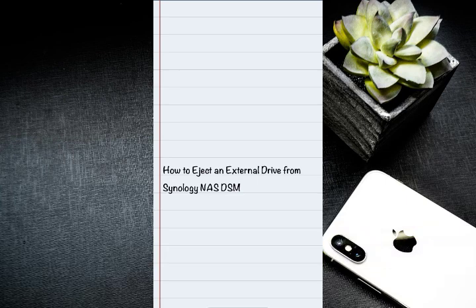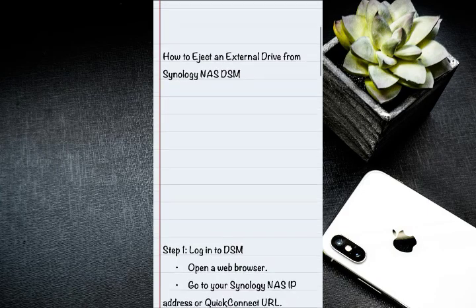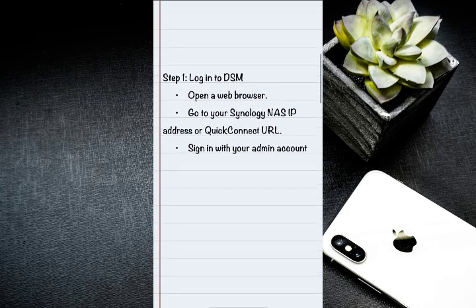In this video I'm going to walk you through a step-by-step guide on how to eject an external drive from Synology NAS DSM. So to get started with a quick and straightforward guide on how to do that, the first step is to log into your DSM. To do this, open a web browser, then go to your Synology NAS IP address or QuickConnect URL, then sign in with your admin account.